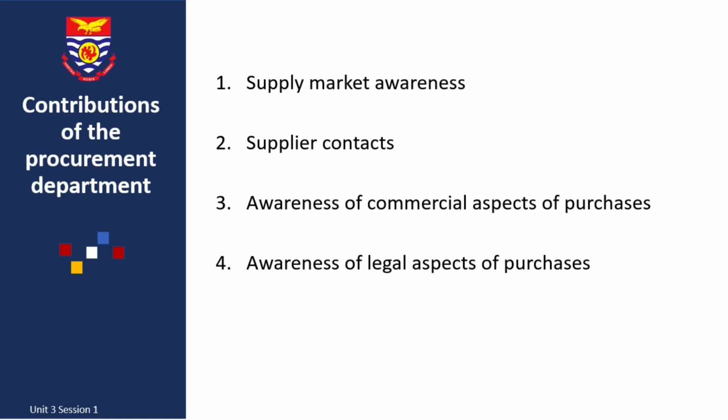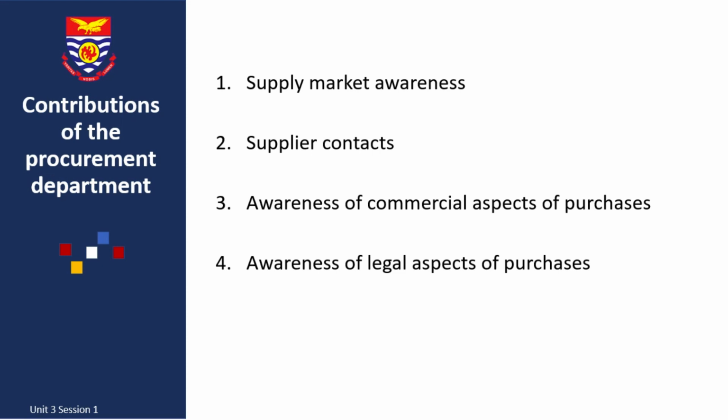Third contribution procurement department has to the organization is the awareness of commercial aspects of purchases. The procurement department is aware of all the requirements and materials we need in producing a particular output. They know the supply market surrounding each particular item and then how important each requirement is to the production process, right? They are aware of which items are scarce, which items are not, which items will be needed and when, which items we need to keep stock of, which items we don't need to waste resources keeping stock of, and all other commercial aspects of purchases.